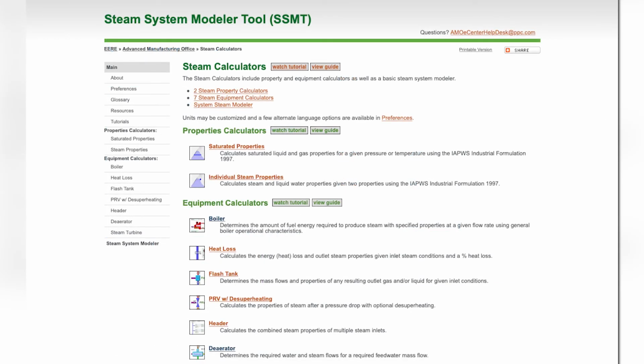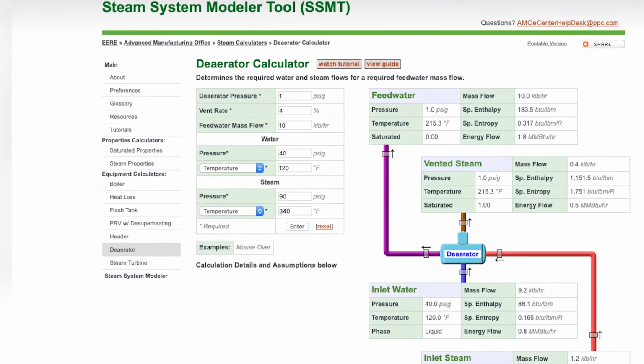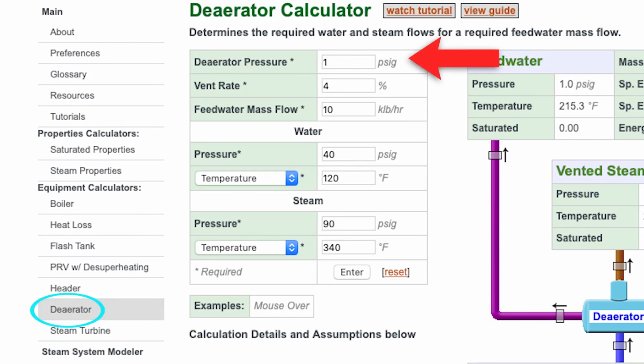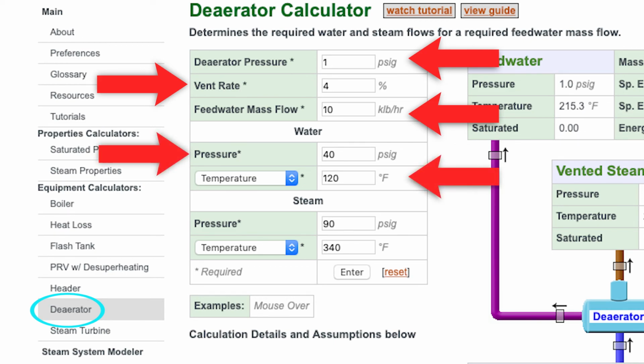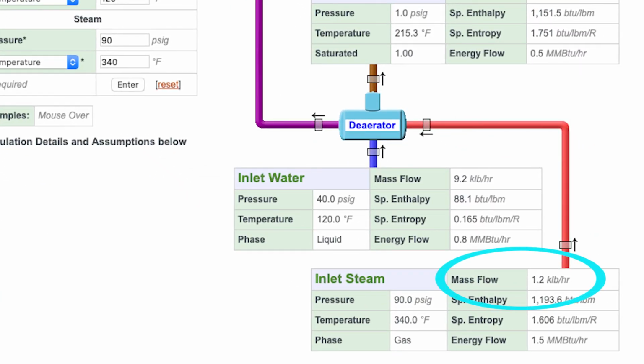If you do not know the amount of steam your deaerator uses, I recommend using the Steam System Modeler tool, or SSMT. The SSMT is a calculator developed by the Department of Energy to help determine different aspects of a boiler system when only some portions are initially known. For our example system, we will use the deaerator calculator to help determine the amount of steam used per hour. To use this calculator, you must know the deaerator operating pressure and venting rate, boiler feed water flow, inlet water pressure and temperature, and the inlet steam pressure and temperature. Inserting this information into the deaerator calculator will allow you to determine steam usage in 1,000 pounds per hour.